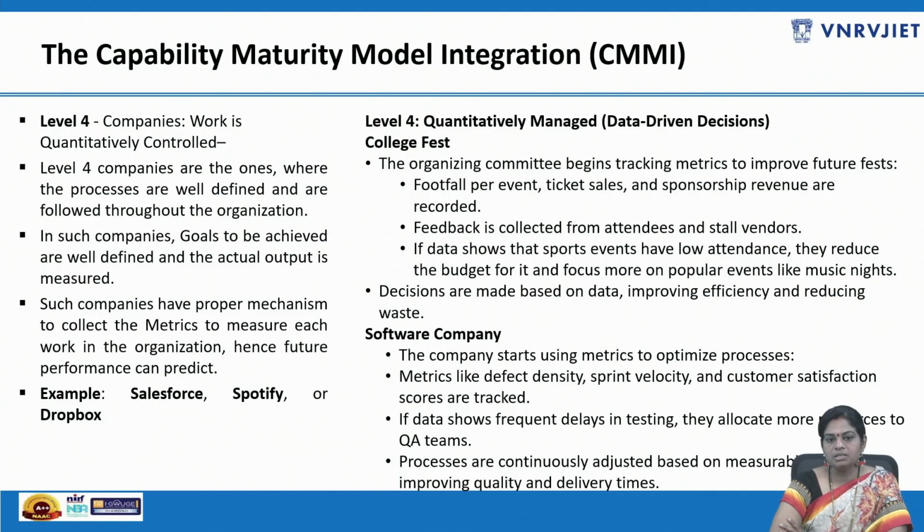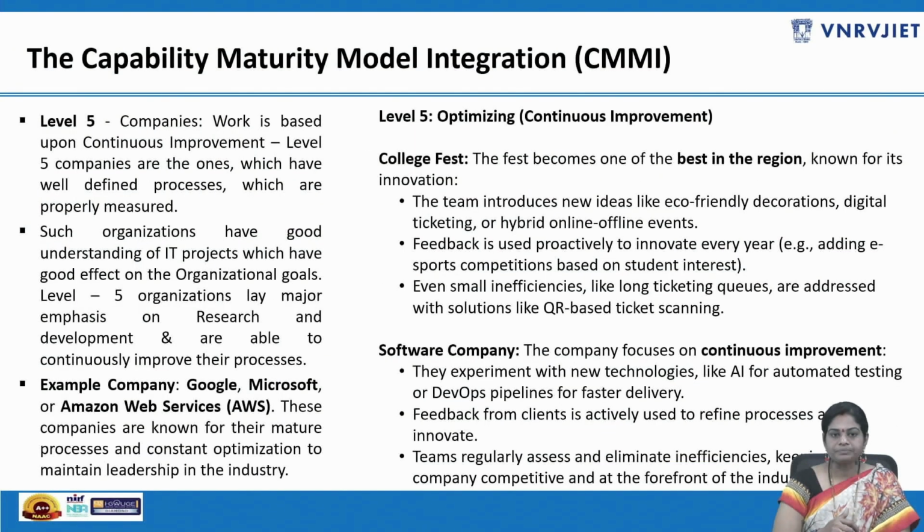Software company scenario, this company starts using metrics to optimize processes, and they use various metrics like defect density, sprint velocity, and customer satisfaction scores are tracked. Here the data shows frequent delays in testing, and also they allocate more resources to QA teams. Every time the process is continuously adjusted based upon the measurable metrics that we are doing, because we need to bring the quality and we have to meet the delivery times. The next slide is level 5.